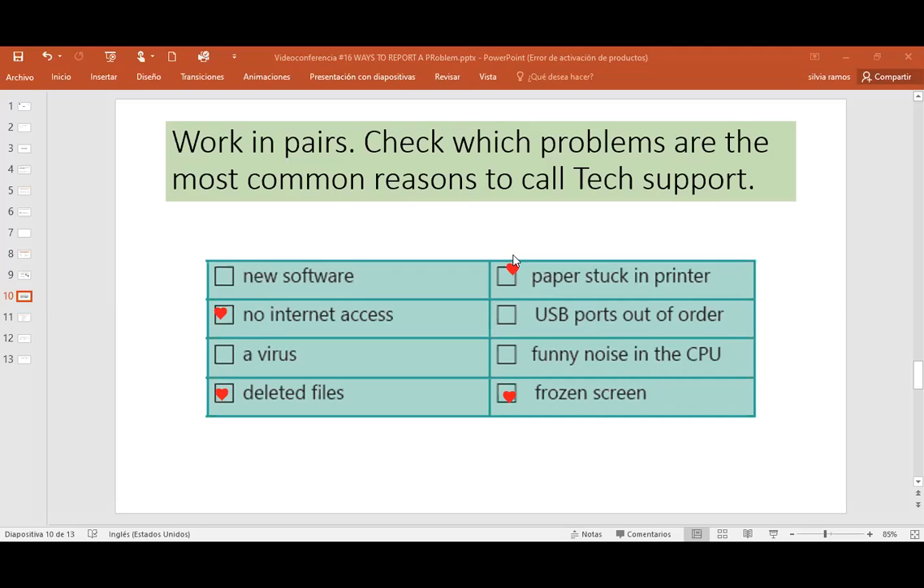Have you had any other problems? A virus. Okay, this is a virus. But with the virus, this is not like the pandemic. No, it's a virus in the devices, in the computers, okay? Very good. So we have, these are possible problems or most common reasons to call tech support, right? Very good. Ya tenemos acá más vocabulario o otros problemas que podemos reportar. Ya casi.